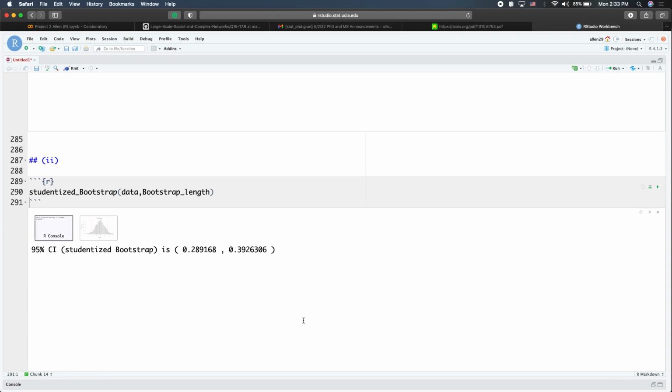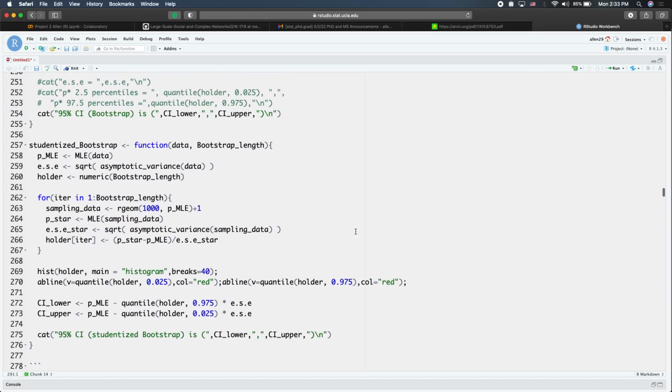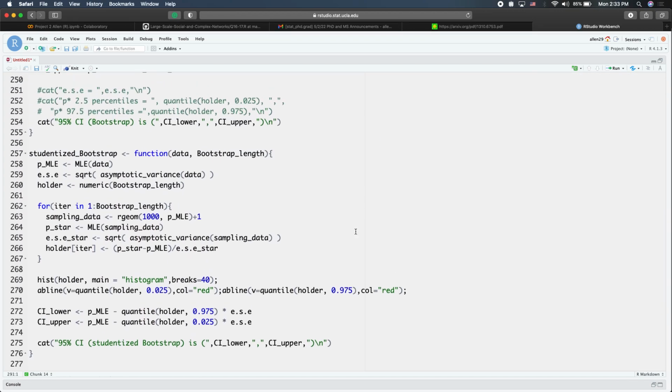Questions or comments? Hey, so can you clarify the difference between the original bootstrap and the studentized one?